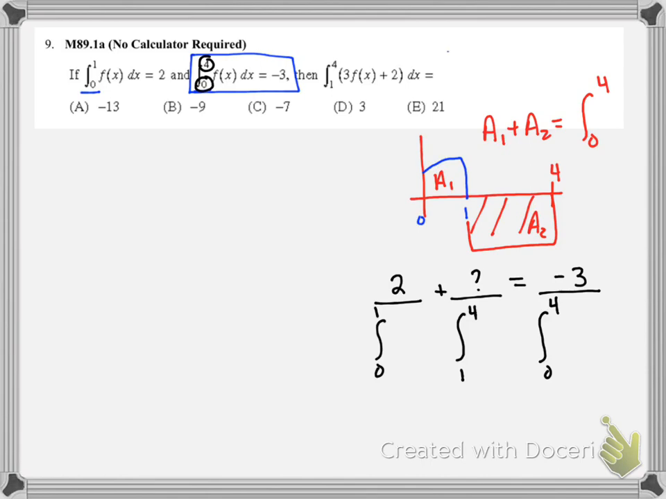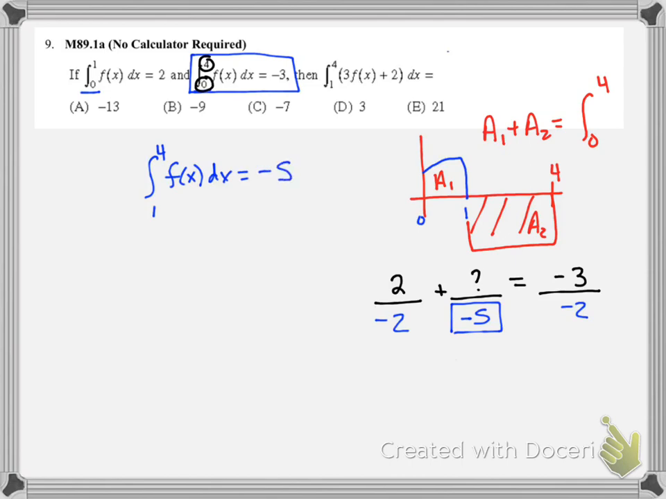So if I thought of this just as an algebraic equation, if I was solving for the question mark, I could subtract 2 from both sides. This missing area is -5. That's this portion right here, the integral from 1 to 4 of f of x dx. That's -5. That's this part right here.